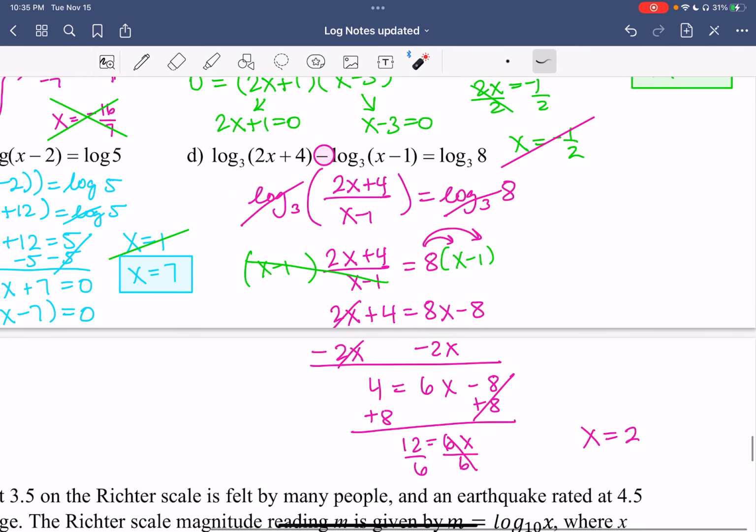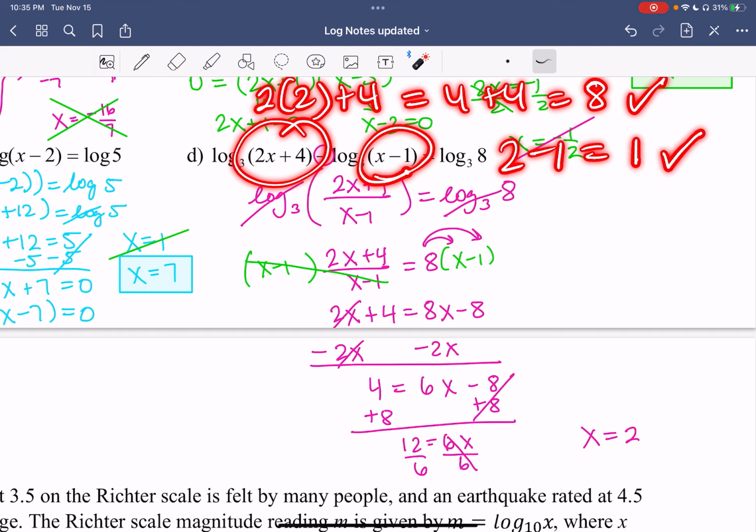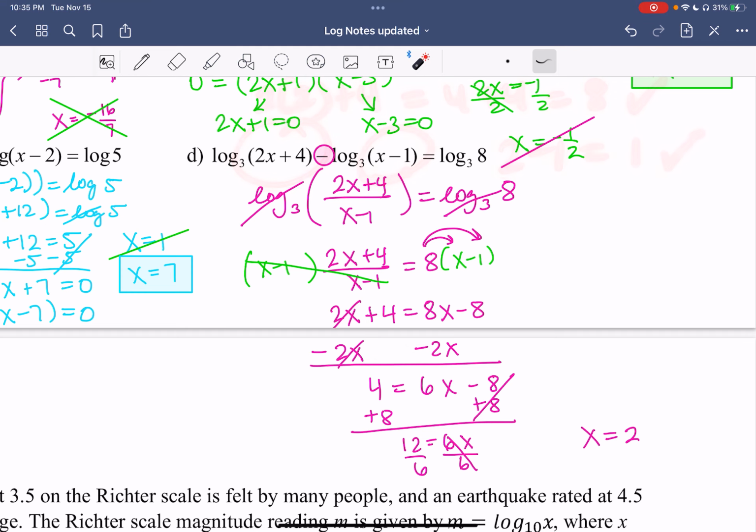Okay, let's see if that 2 will work. So I'm going to put 2 in here. 2 times 2 plus 4. 2 times 2 is 4, and 4 plus 4 is 8. 8 is a positive number, so that one is good. Let's try x minus 1. 2 minus 1 is positive 1. That's a positive number. So x equals 2 will be the final answer. Let me write it up here. Okay, so that one is perfect.